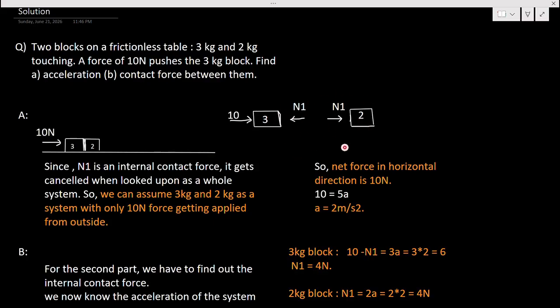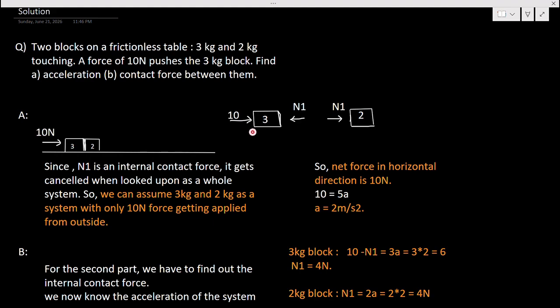Because these two blocks will be in contact. It cannot happen that 3 is moving and 2 is stopped, because 3 is moving in this right direction. So let's say if we assume 3 and 2 as a system, the N1 forces cancel out each other. What is the net force in the horizontal direction? The net force is the 10 Newton, which is the external force.